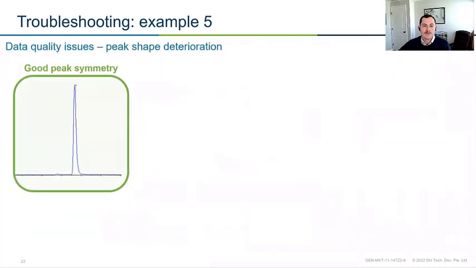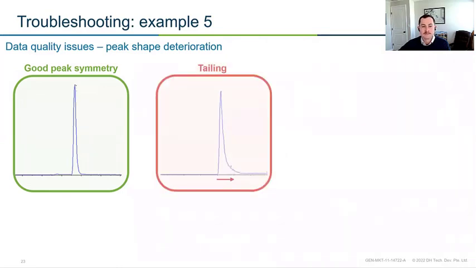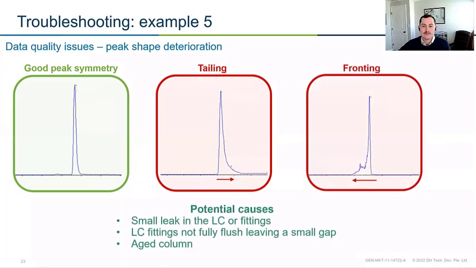Another issue that we run into quite a bit would be we had really great peak symmetry. Everything was looking great. And now we have tailing perhaps, or we even have fronting. So what could be causing that? Again, it could be a column issue.